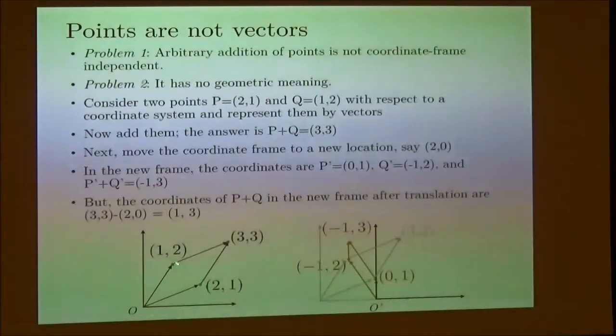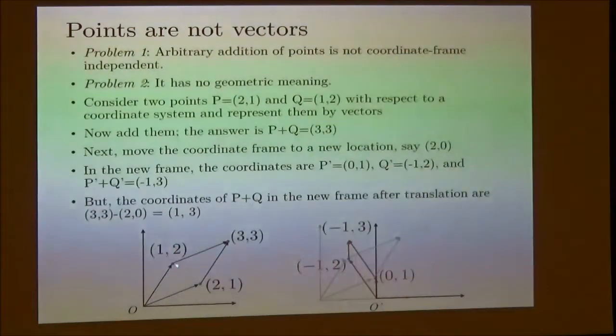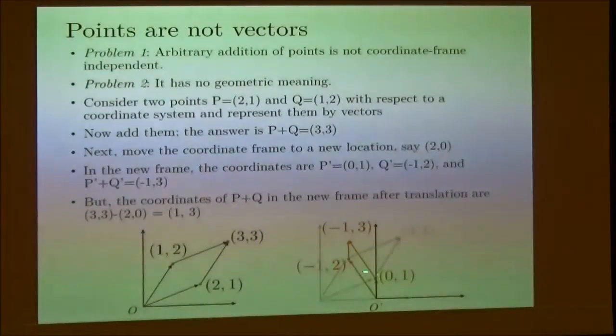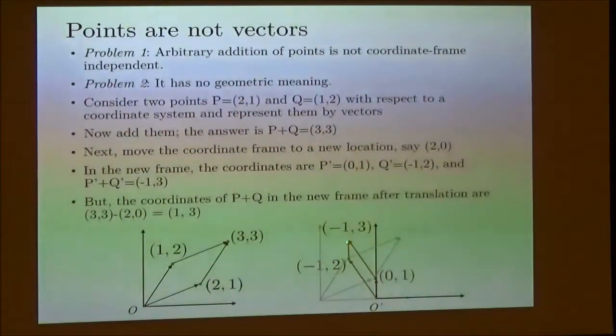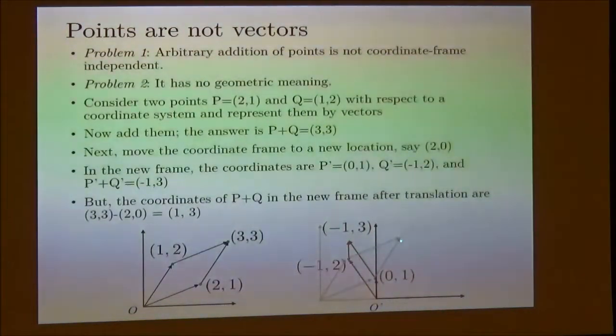So the same points, P and Q, in the new coordinate frame will have different numbers, because we have chosen a different origin. If you move it by 2, 0, the new numbers for these 2 points are minus 1, 2, and the other one is at 0, 1. These are the 2 points. If we add these two together in this frame, the new point is going to be located at minus 1, 3. So minus 1 plus 0 is minus 1, 2 plus 1 is equal to 3. And that's what this point is. The point that we obtained before in the original coordinate frame was right over here.